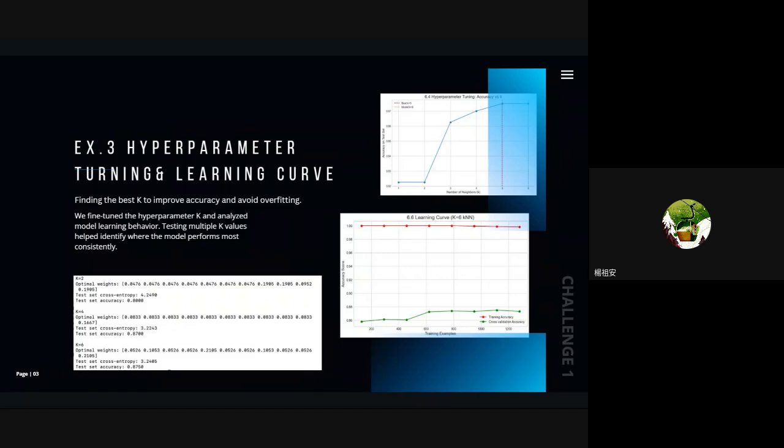Okay. And the result, you can see that the higher K has a lower cross entropy. K4 and K6 have almost the same cross entropy, but for accuracy, you can see K6 has a higher accuracy. Okay, that's it. And for the next page, please. Excellent.